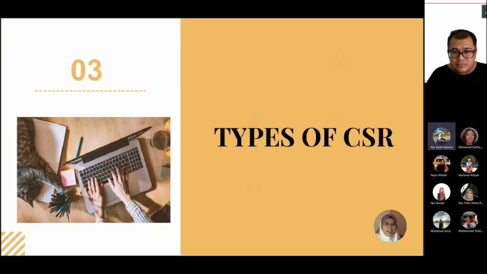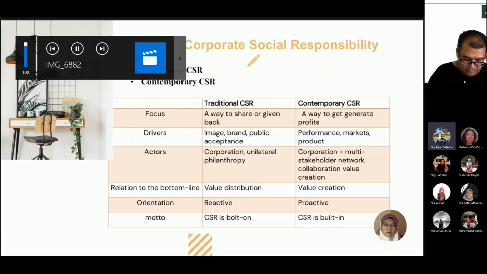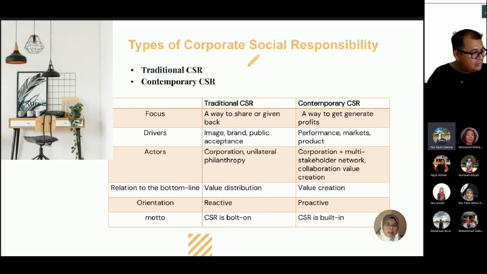Okay. The next slide is type of corporate social responsibility. The first one is traditional CSR and the second one is contemporary CSR.